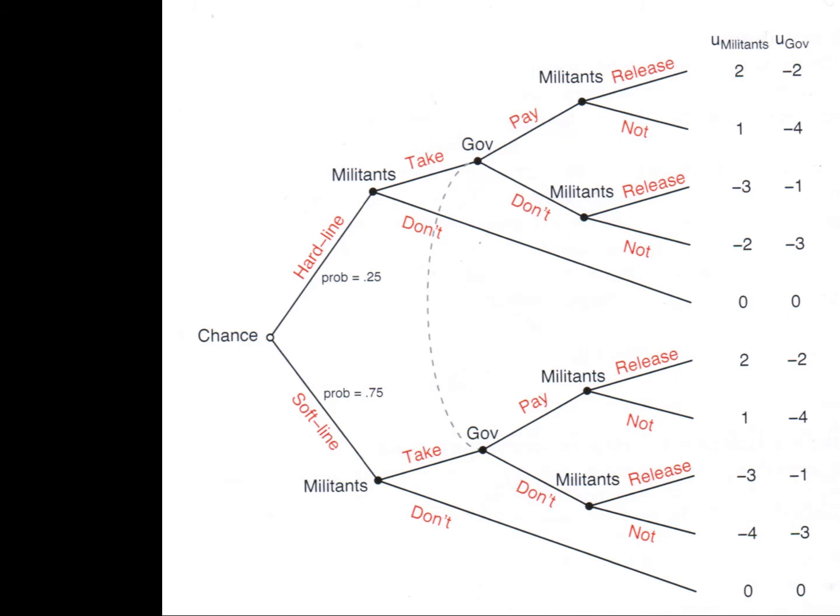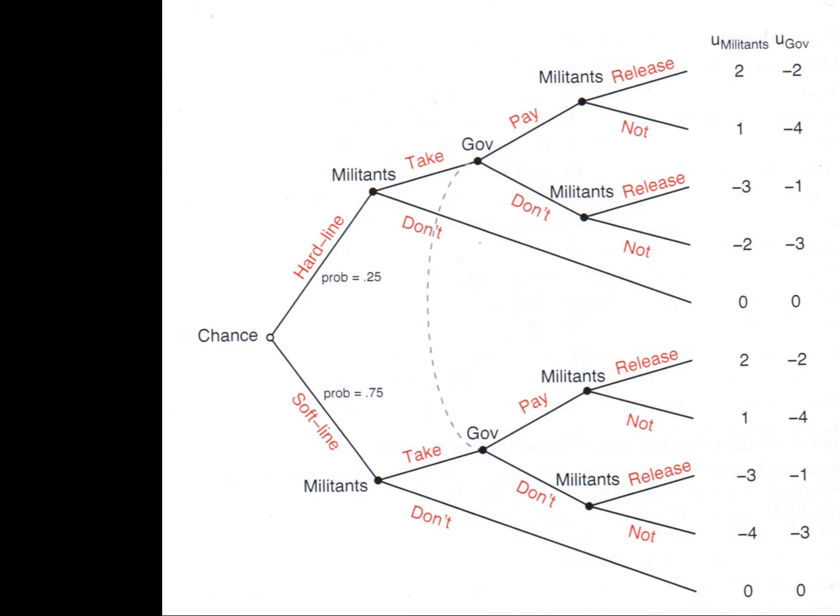So here we have an extensive form game representing a hostage taking. In this game, chance plays first, determining whether the terrorists are soft line or hard line. Militants then decide whether to take hostages or not. Then the government chooses whether to negotiate with the terrorists or not. And then the terrorists choose whether to release the hostages or not. So this is the sequence of decisions. It's not the sequence of solutions. Zermelo's theorem, using reverse induction, would still be applied.